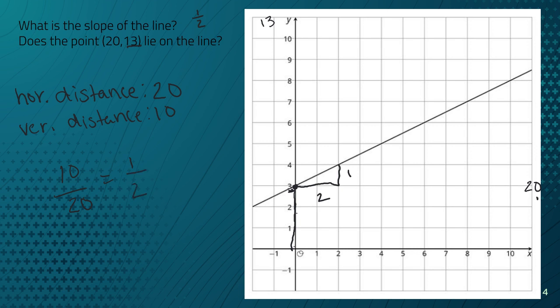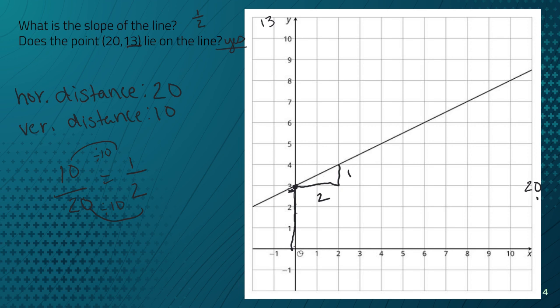And now, does 10 over 20 equal 1 over 2? Yes, it does, because I can divide the top by 10, and 10 divided by 10 is 1. And I can divide the bottom by 10 because 20 divided by 10 equals 2. So does the point 20, 13 lie on the line? Yes, it does.